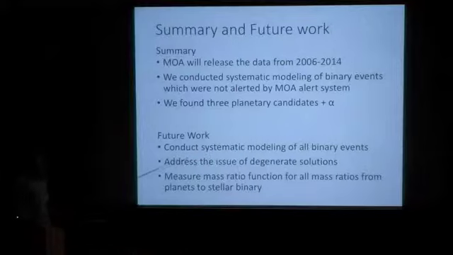Yeah. So here is a summary and future work. We released data from 2006 to 2014, and we conducted systematic modeling of all binary events which were not alerted by the early warning system. We found 3 planetary candidates and several events which have degenerate solutions. For future work, we will continue this systematic modeling of all binary events, and we need to address the issue of degenerate solutions. And we will measure the mass ratio function for all mass ratios from planets to stellar binaries with the detection efficiency. Thank you.